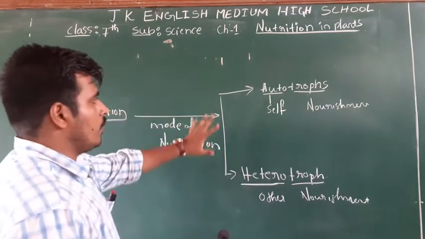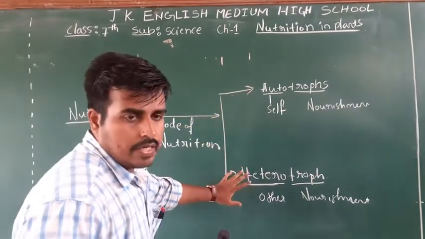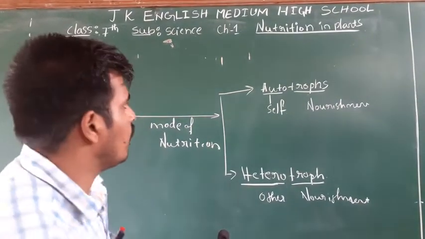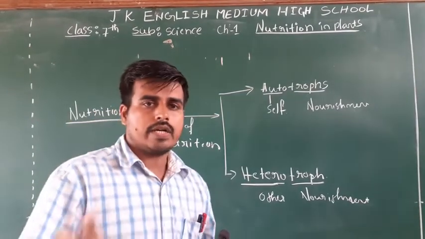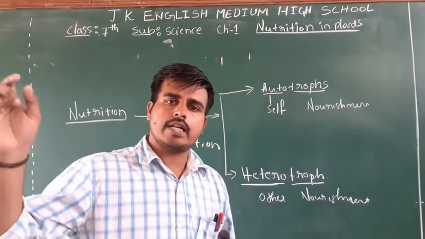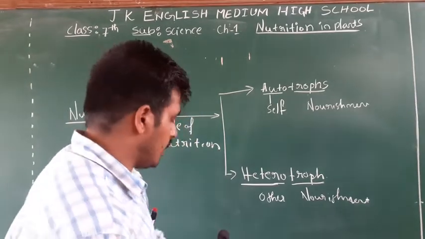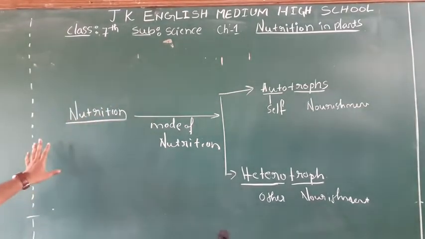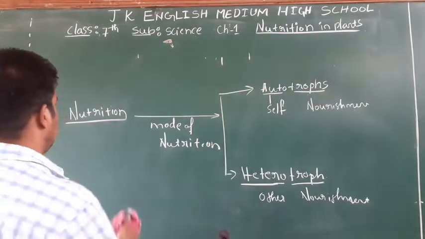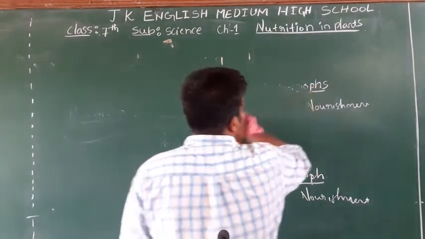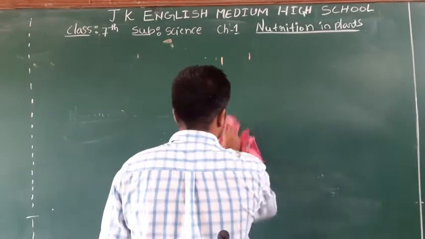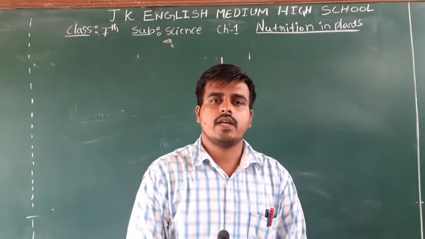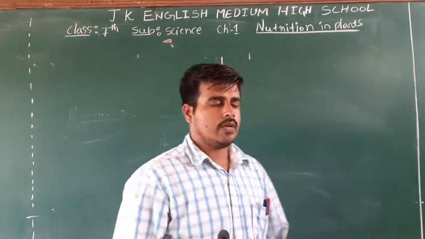So I hope you understood the difference between autotroph and heterotroph. Now, in this lesson, we are mainly concentrating on nutrition in plants. We are not worried about nutrition in animals, which will be dealt with in a separate chapter. Here we are dealing with nutrition in plants. You can write it in your notes, no problem. So what type of nutrition is there in plants? Which type of nutrition takes place in plants? They are autotrophs. Nutrition in plants.